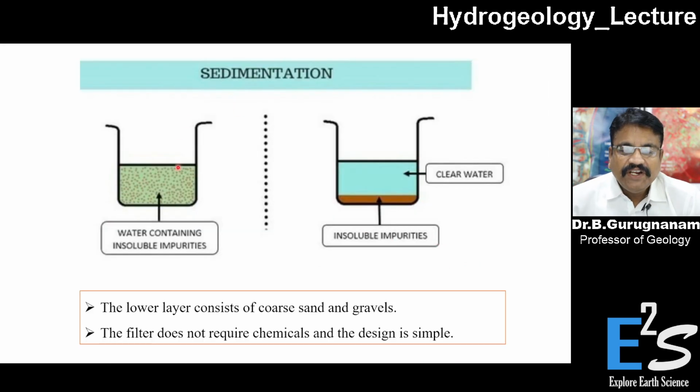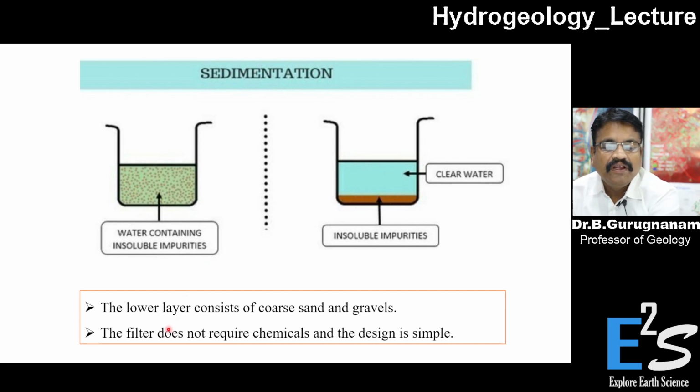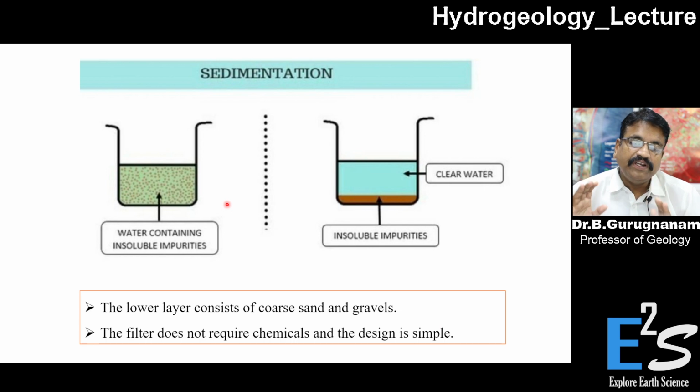In the sedimentation tank, the water contains insoluble impurities, and when you allow the water to stand for some time, clear water is on top, and due to gravity all the insoluble impurities settle down. The lower layer consists of coarse grain and gravels. In the last video we have seen that the filter does not require chemicals, and the design is simple. It's very simple, but for a huge quantity of water, we have visited many educational institutions to see how they are doing the purification process. It's a big tank.